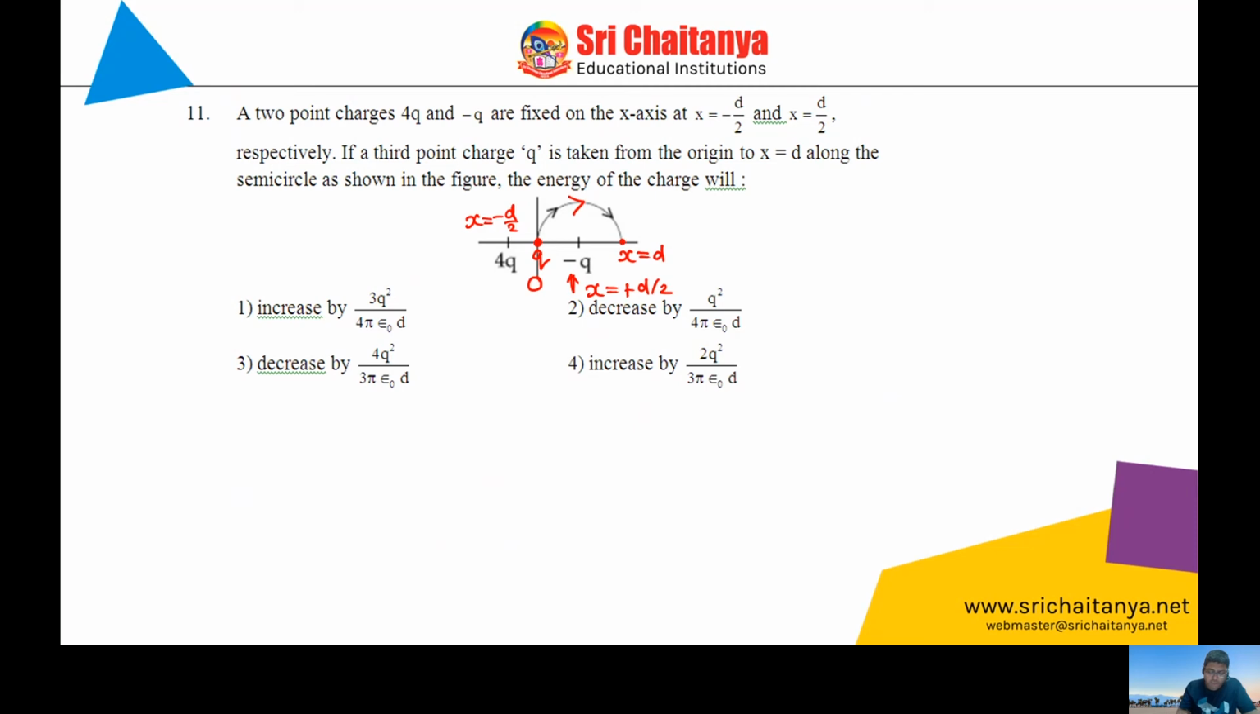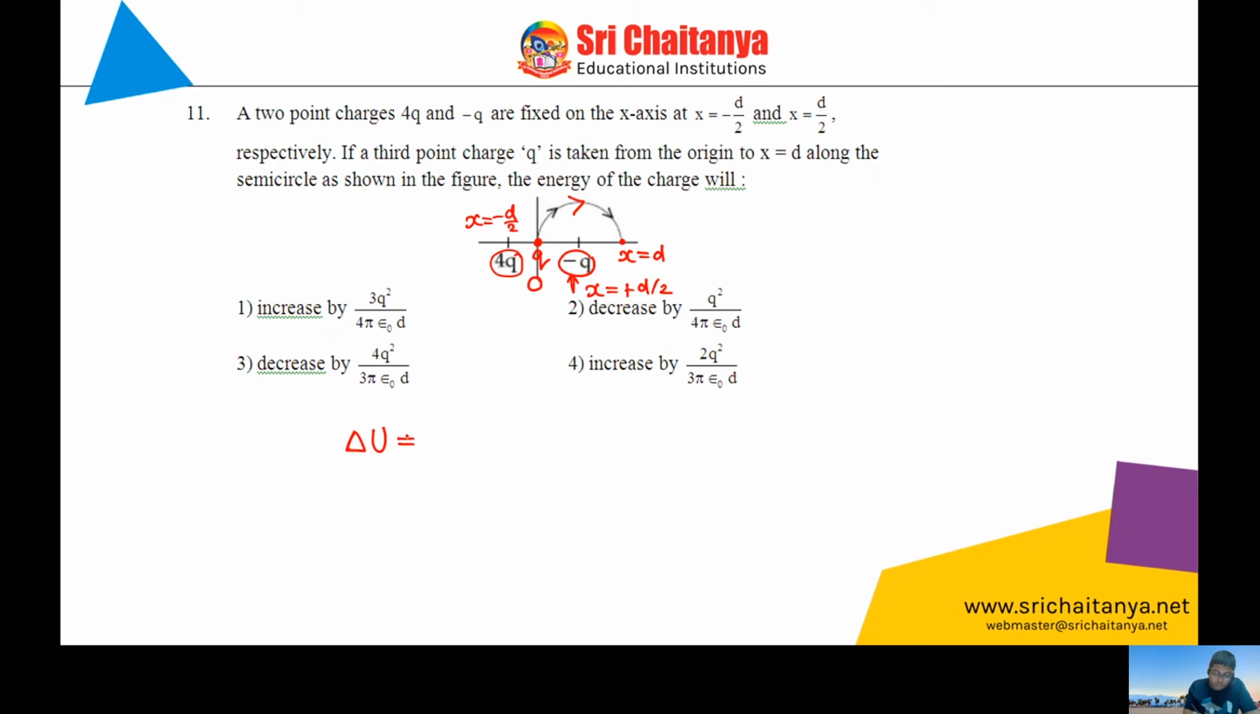So now you should realize that when we are moving this point charge q from O to the position x is equal to d, the distance of it from the minus q charge is not changing. Previously the distance was d by 2, and finally the distance will be d by 2 as well. So the distance from minus q is not changing, only the distance from 4q is changing. So potential energy will change only due to 4q. Let's try to find out the change in potential energy.